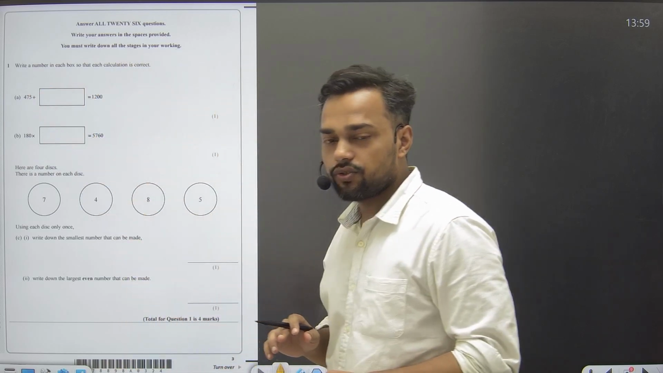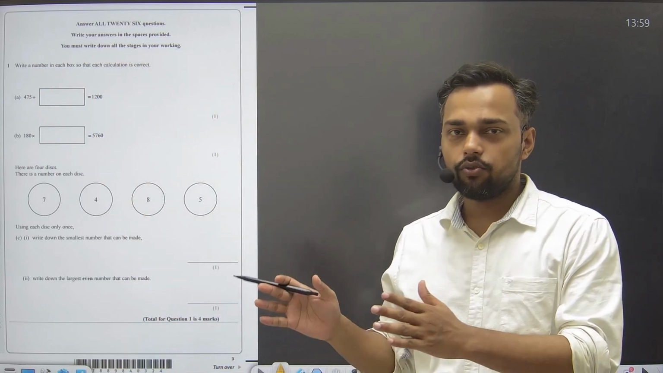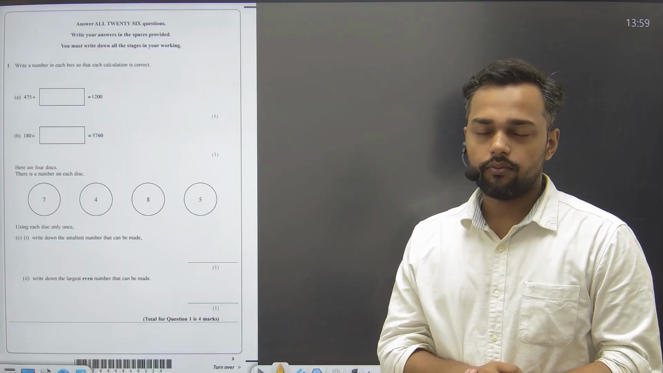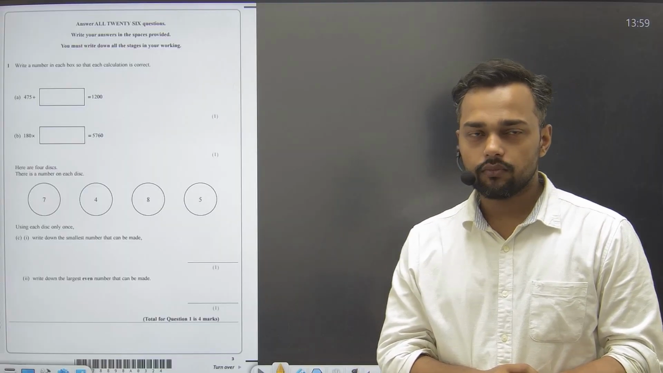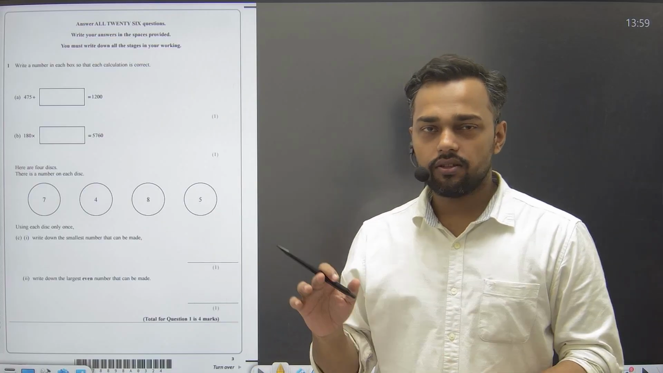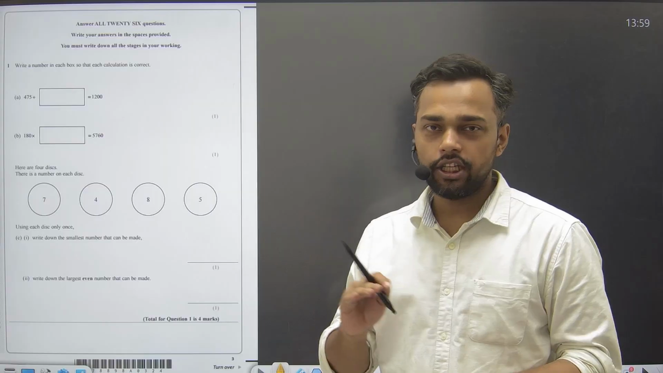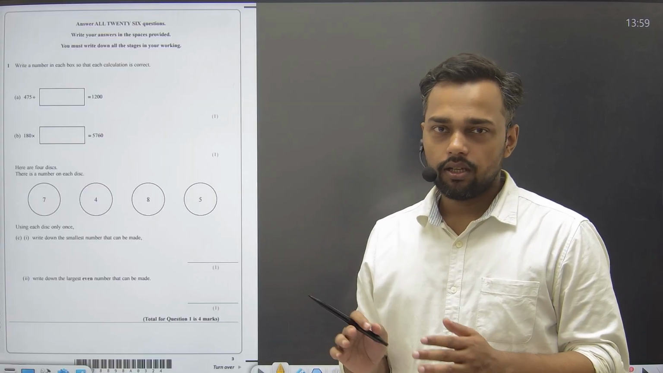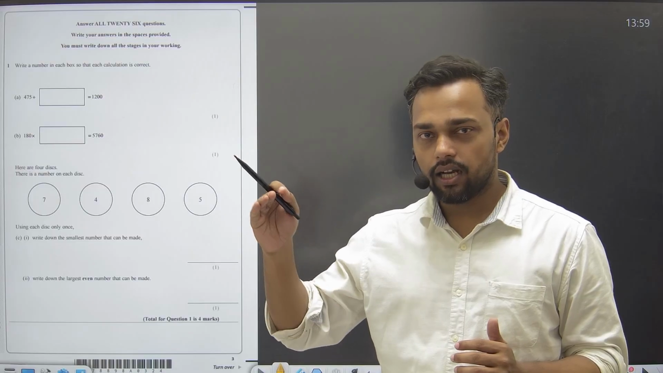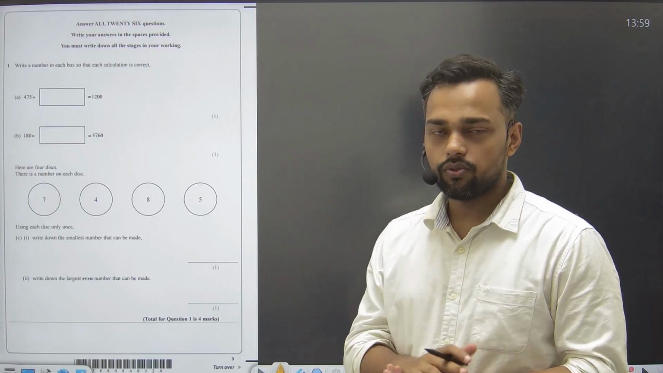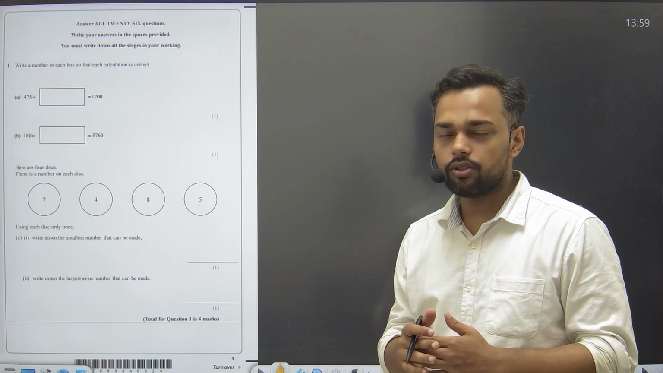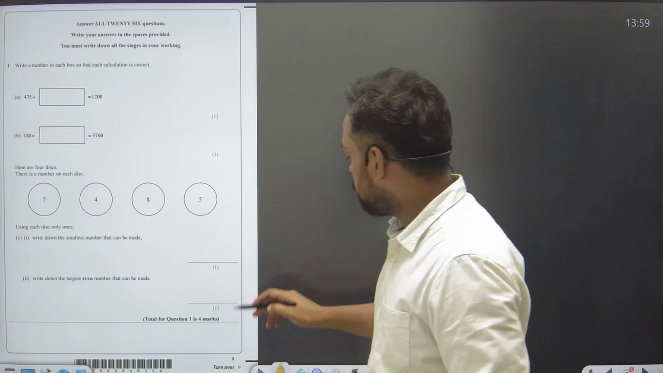One more thing, students: many of the questions of this foundation paper were in paper 1H as well, for which I have already uploaded the video. So many of the questions of 1H are included in this paper. Those who don't know, there are differences between the levels, but I don't think so. So let's do the first part.